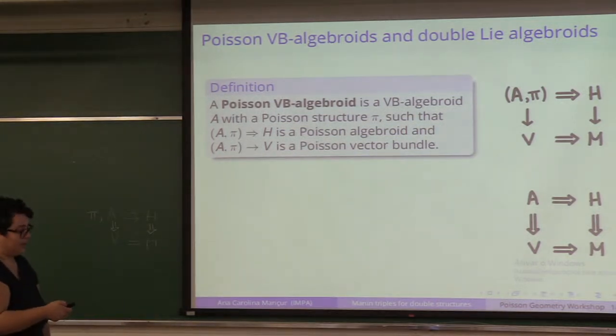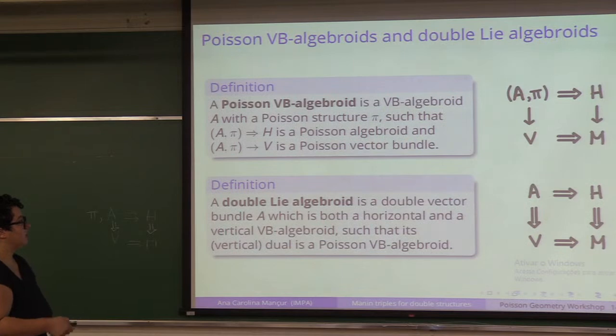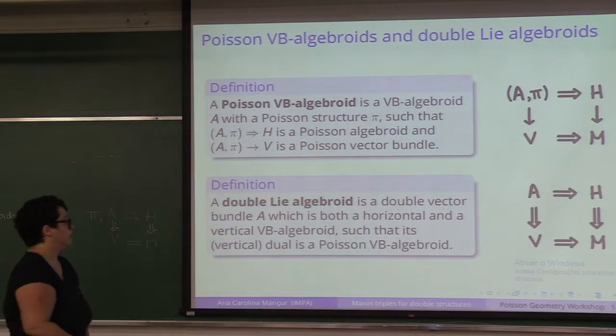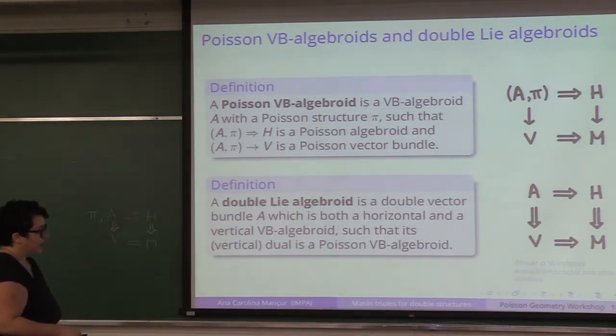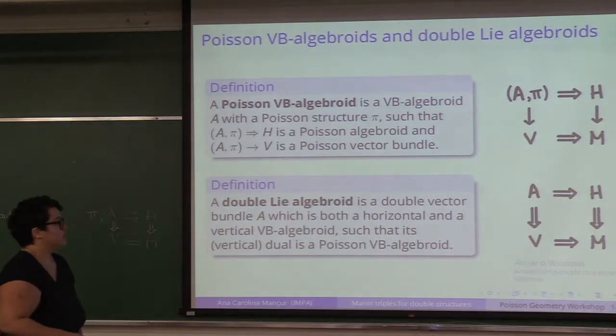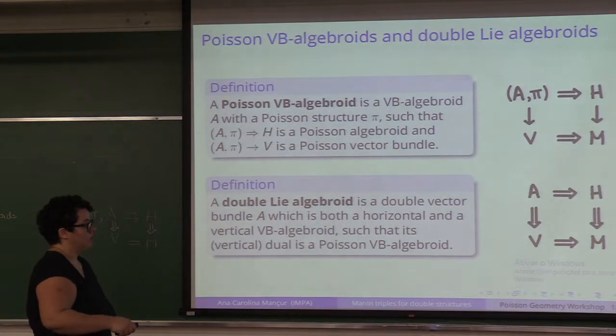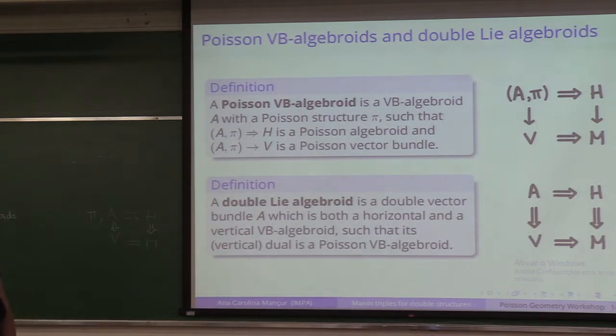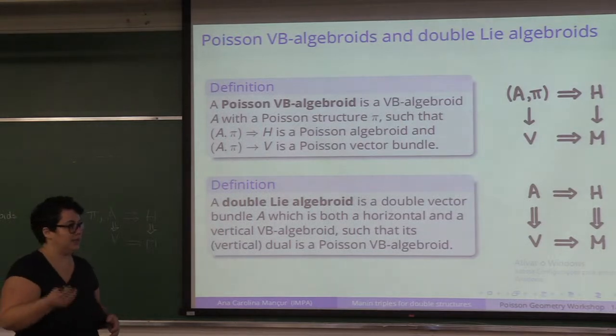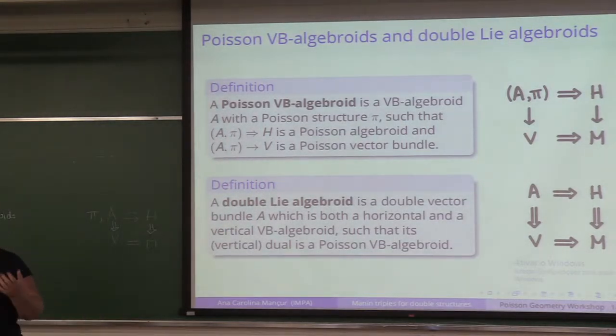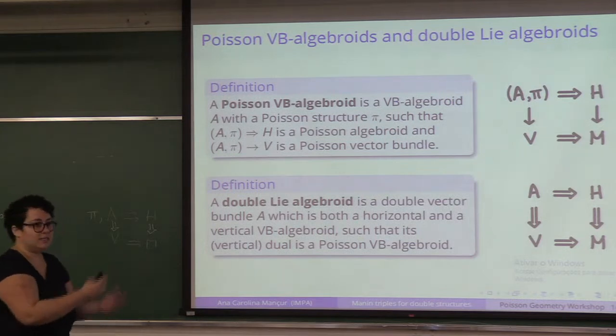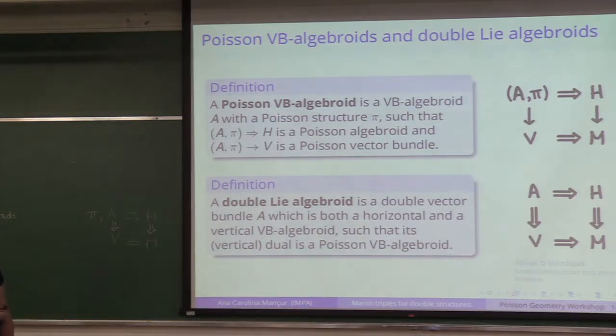Basically, we consider this Poisson structure to define what will be a double Lie algebroid. So a double Lie algebroid is a double vector bundle with an algebroid over another algebroid, such that when you take the dual in one direction, we get a Poisson VB algebroid. So here we have this duality between linear Poisson structures and Lie algebroids, and you can use these things to define the compatibility.